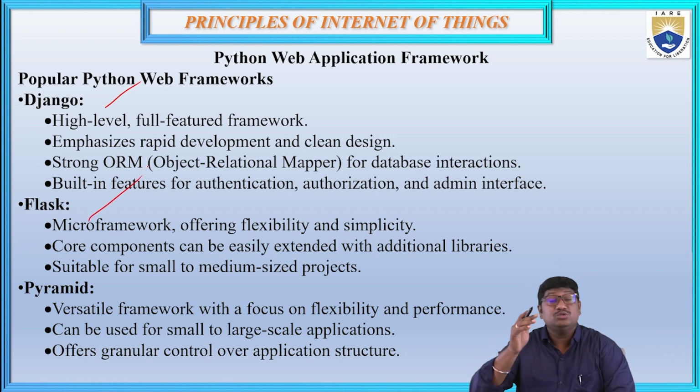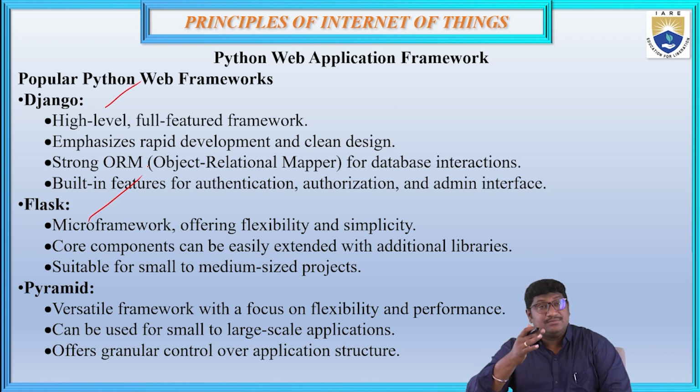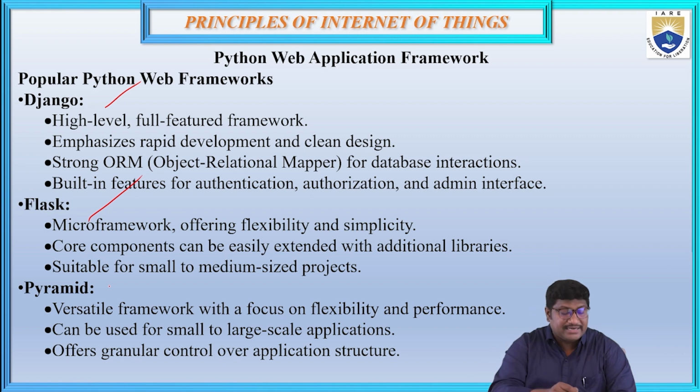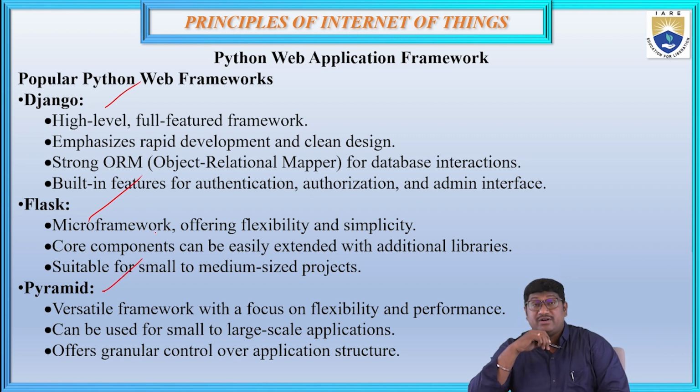Coming to Flask, which is a micro framework that offers flexibility and simplicity, where the core components can easily be extended with additional libraries, which is suitable for small to medium sized projects. Coming to Pyramid, the third popular Python web framework, which is a versatile framework with a focus on flexibility and performance, which can be utilized for small to large scale applications and offers granular control over the application structure. So these are the popular Python web frameworks: Django, Flask, and Pyramid.